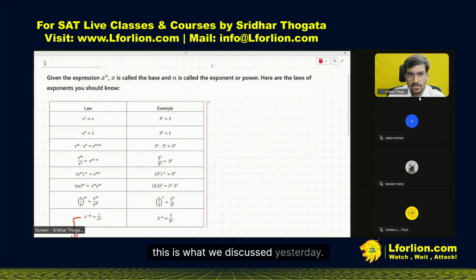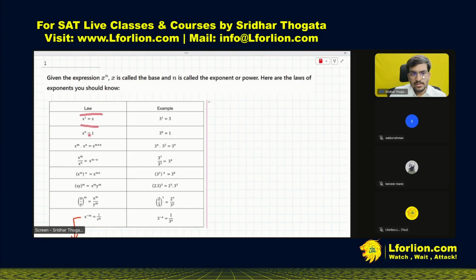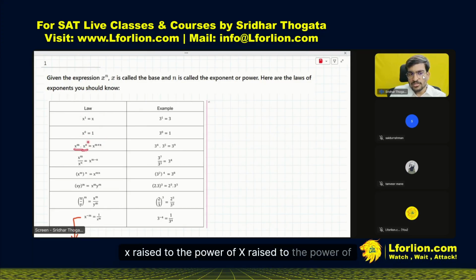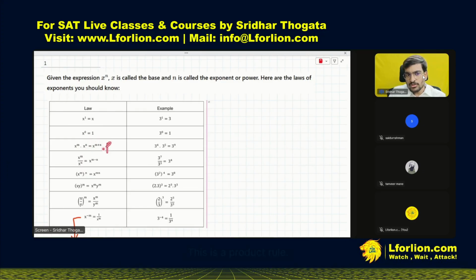This is what we discussed yesterday. Complete laws of exponents. When x raised to the power of 0 is 1, x raised to the power of m, x raised to the power of n is x raised to the power of m plus n. This is the product rule, and this is the quotient rule. If it is x power m by x power n, then it is x power m minus n. We are going to use all these rules today in examples as well as in exercises.